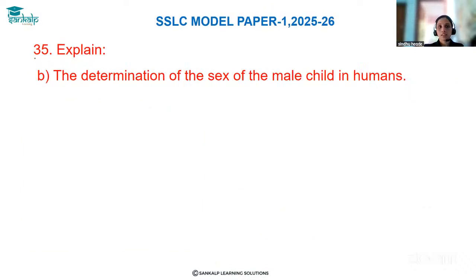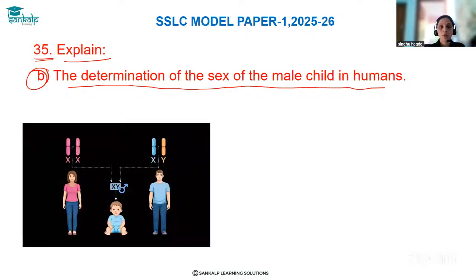Then 35th question in that B, explain the determination of sex of the male child in humans. The determination of the sex of the male child in humans. You have to explain this.